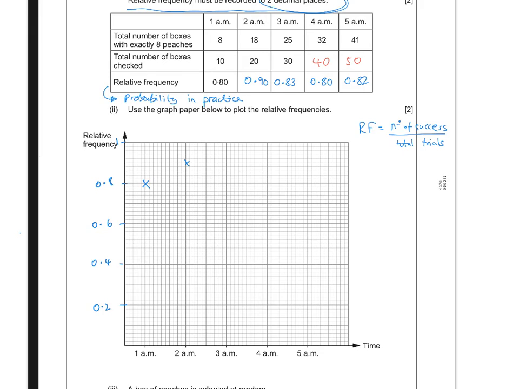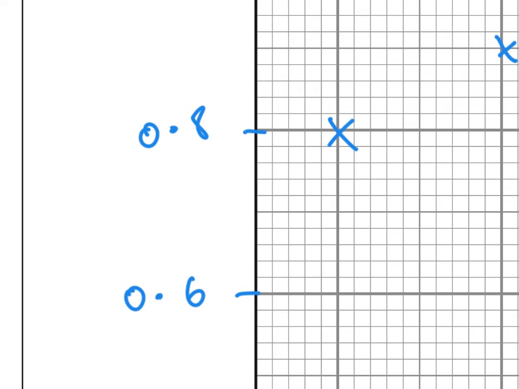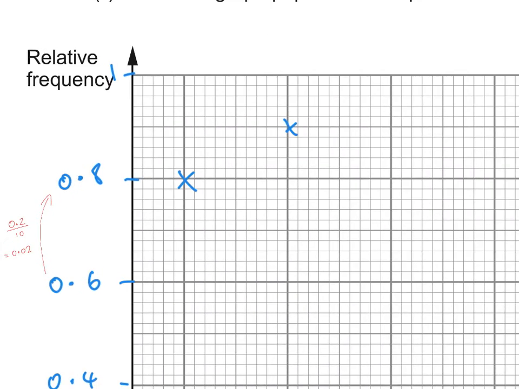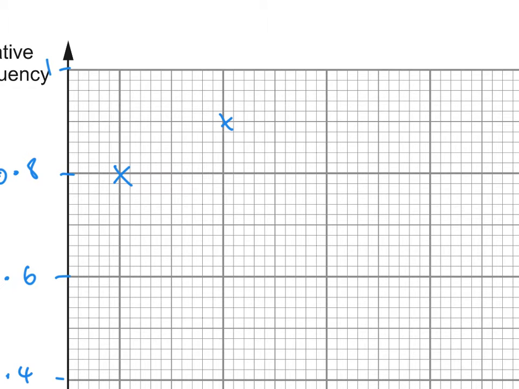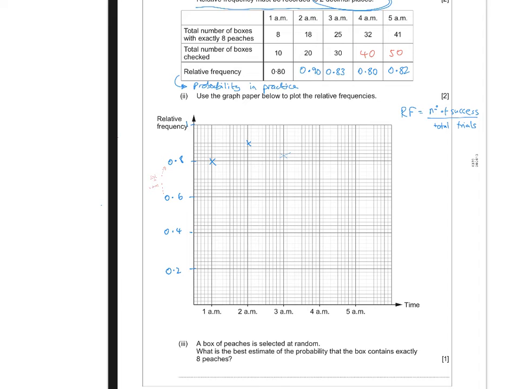Then 0.83, so I need to work out the scale here. I know I've gone up a total of 0.2 in 10 little squares, so I divide that by 10, which gives me 0.02. So each little square is worth 0.02. This would be 0.8, this would be 0.82, this would be 0.84, so 0.83 would be bang in the middle by there. And the next one, 0.8, that's much nicer to plot. And then finally, 0.82, so just one little square up.